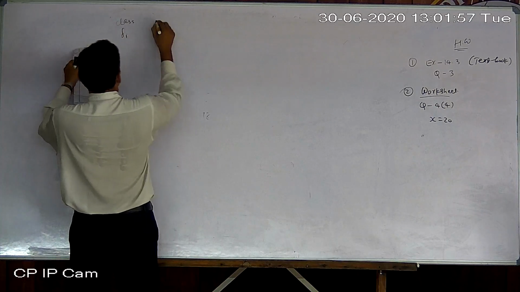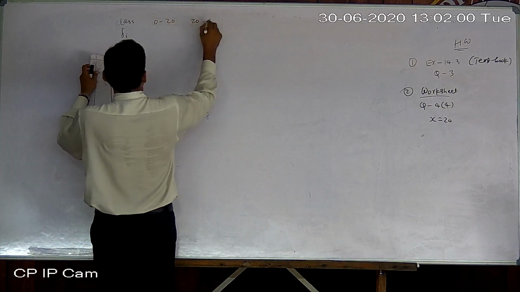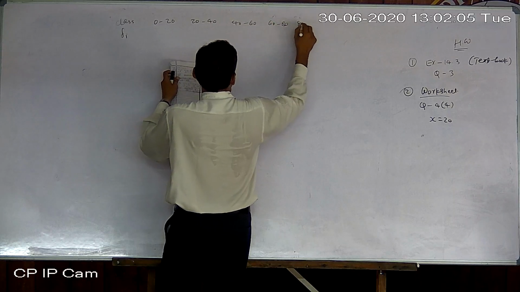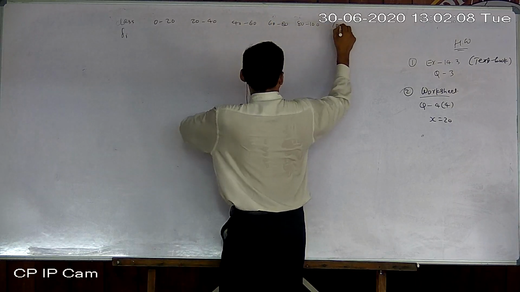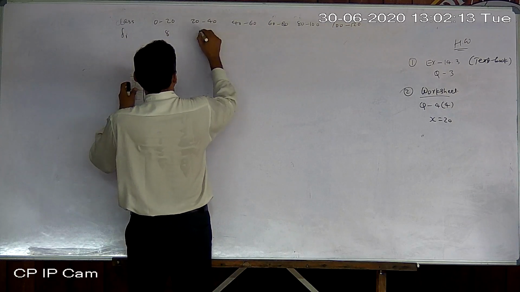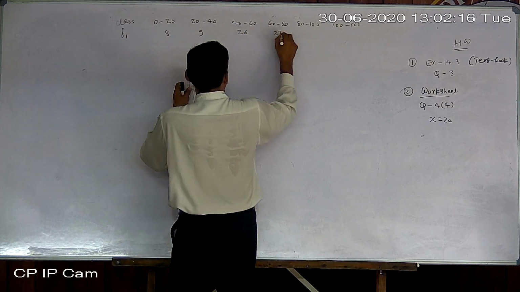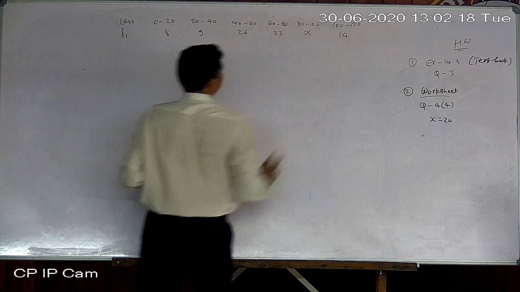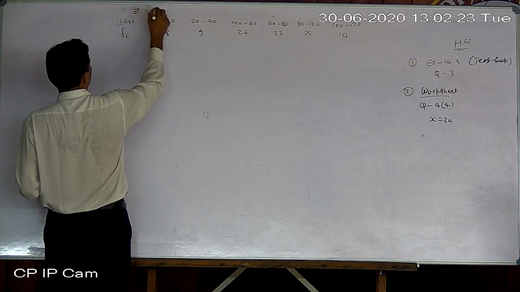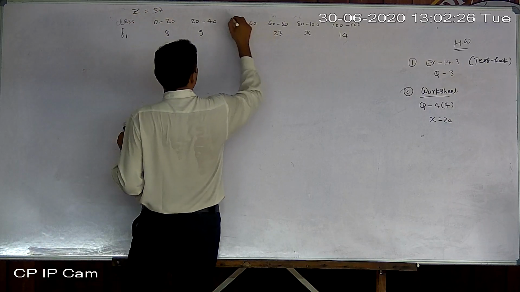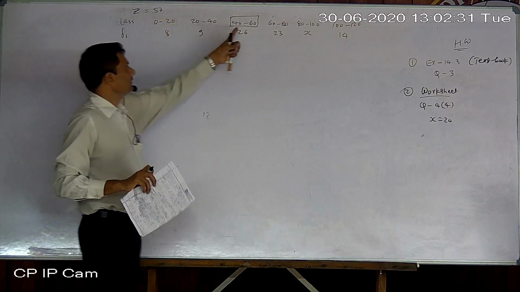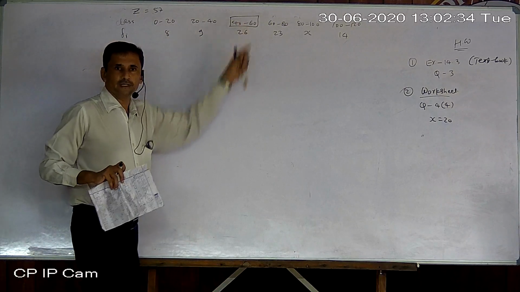Classes are given 0 to 20, 20 to 40, 40 to 60, 60 to 80, 80 to 100, and 100 to 120. Frequencies are 8, 9, 26, 23, x, 40. And the mode is given, Z equal to 57. So obviously, here you will know this is the modal class, just like the median class. Why? 57 lies inside of this class.